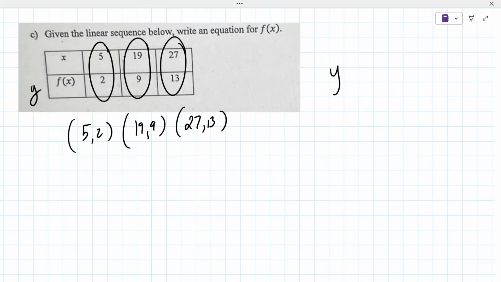So I suggested we write it in this form, y equals mx plus b. So first you have to find the slope. What points can I use, like 19 and 9 and 27 and 13, or does it have to be specific? It doesn't matter which points you use. It will give you the same slope. Go ahead and calculate the slope for it, please.